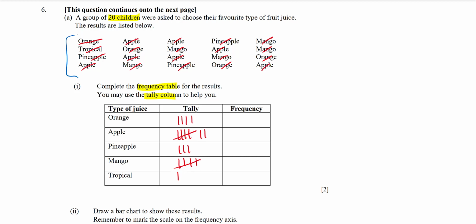Okay, so now that we've got our tally column completed, it's easy to work out the frequency. So we've got 4 orange, 7 apple, 3 pineapple, 5 mango, and 1 tropical. Okay, so that is part 1.